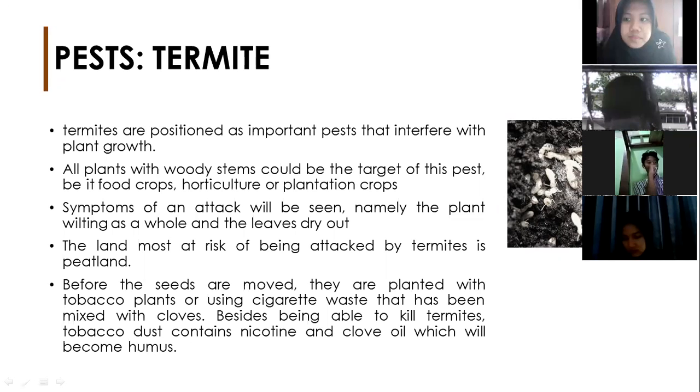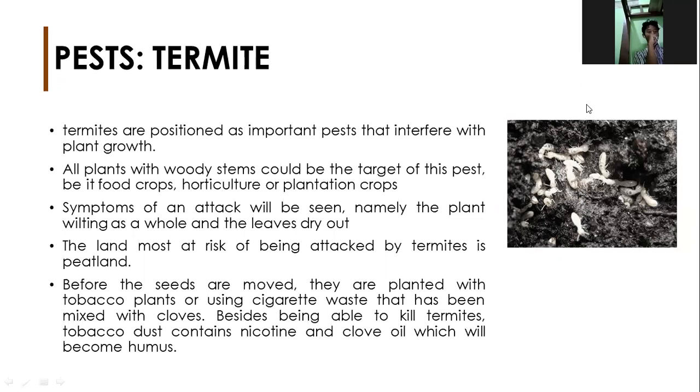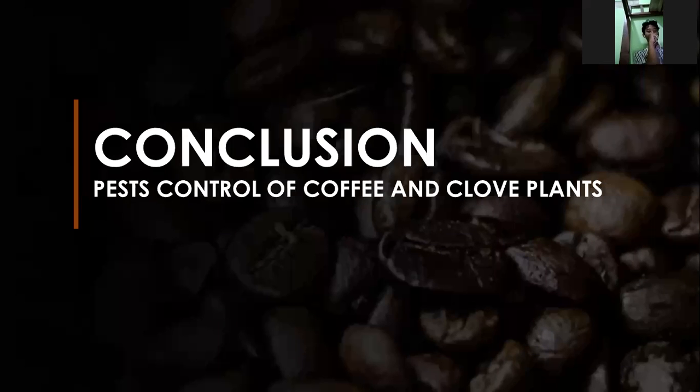There are some attack prevention methods, like before the seeds are moved, they are planted with tobacco plants or using cigarette waste that has been mixed with cloves. Besides being able to kill termites, tobacco dust contains nicotine and clove oil which will become humus.